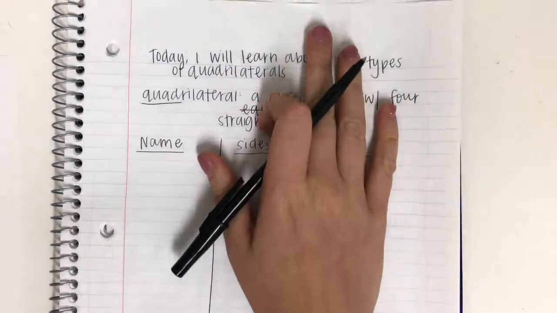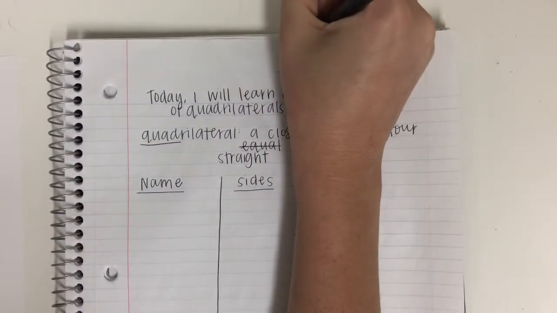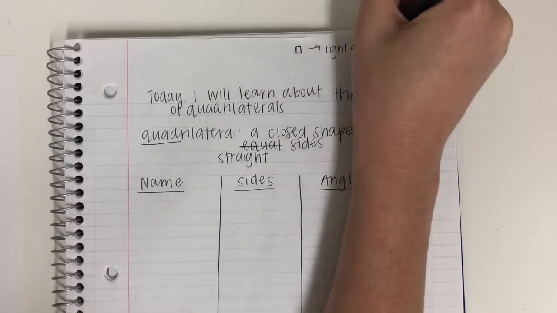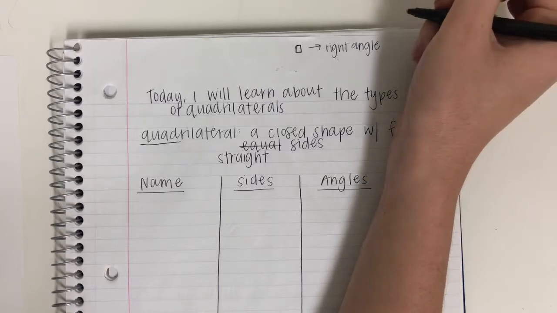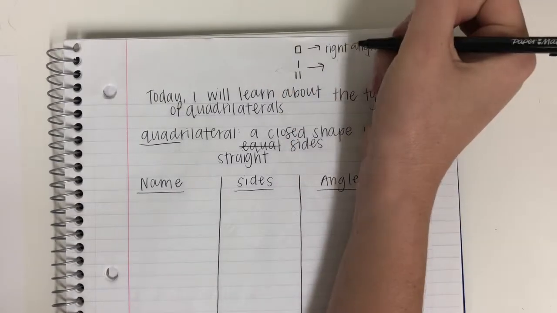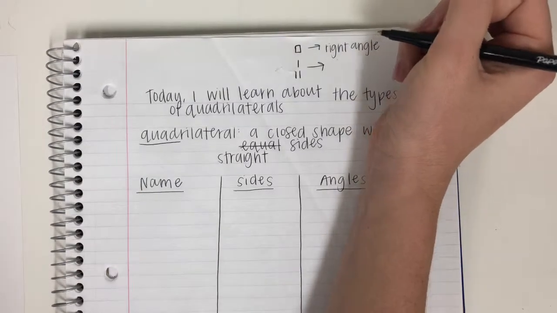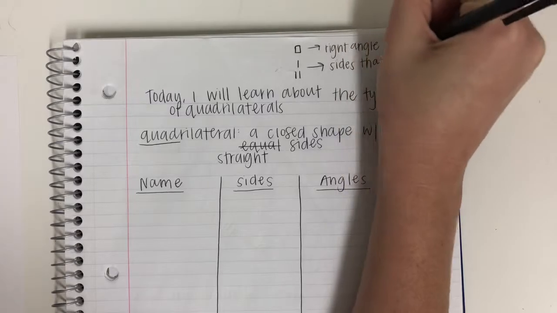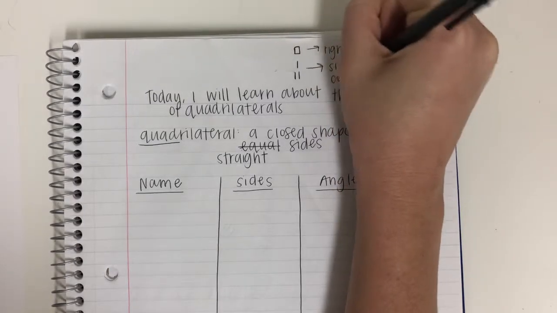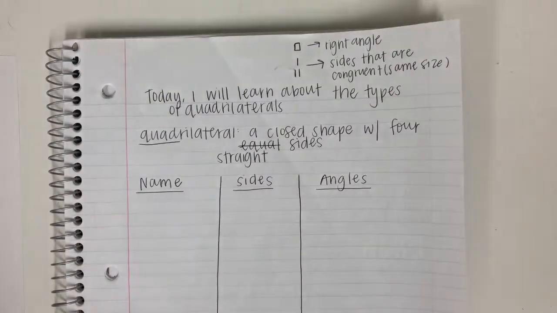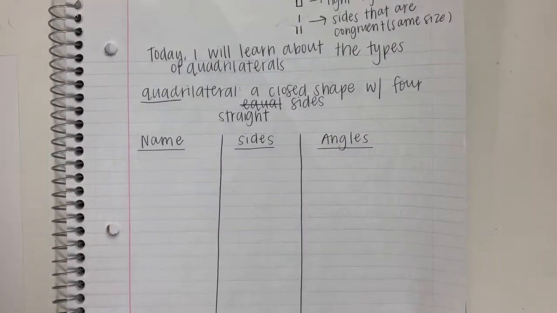Another thing is, I'm just going to sneak it up here, that this symbol that we might see on the different quadrilaterals means it's a right angle. And we've seen that on our triangles. And then when you see slashes like this, or like this, those mean that they are congruent, which means that they are the same size. So sides that are congruent, which means same size.